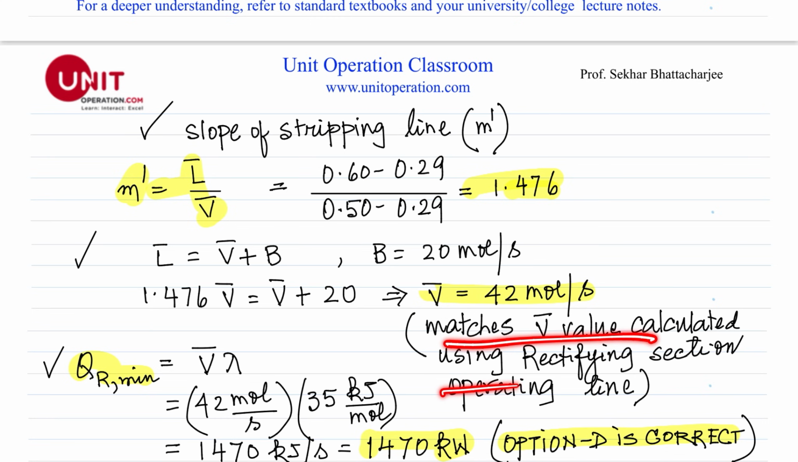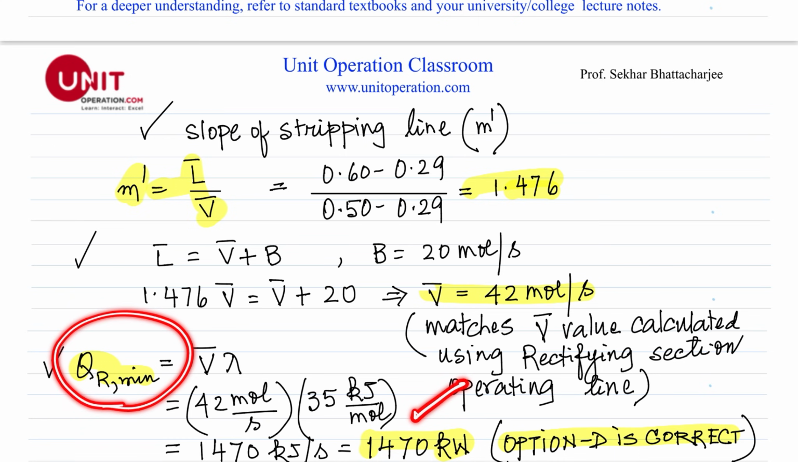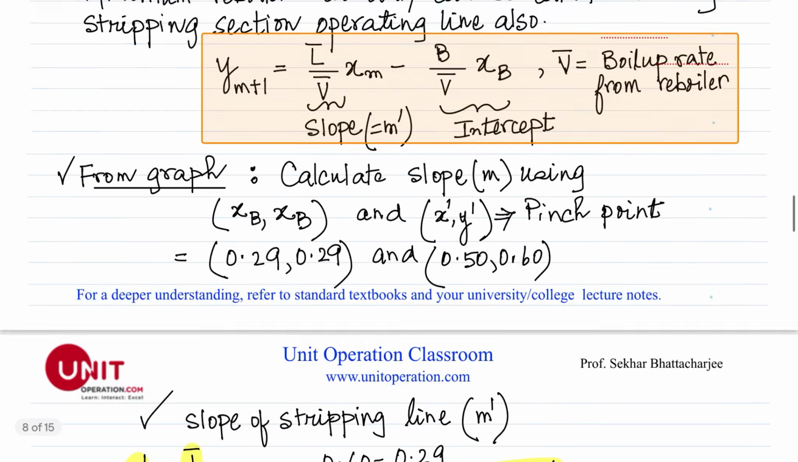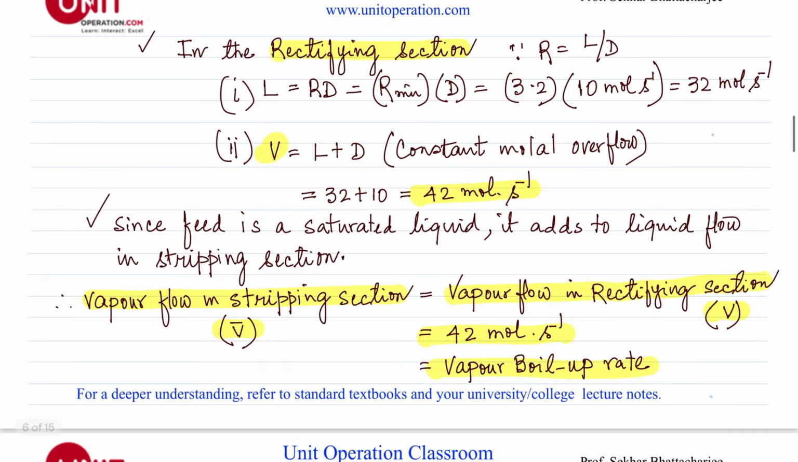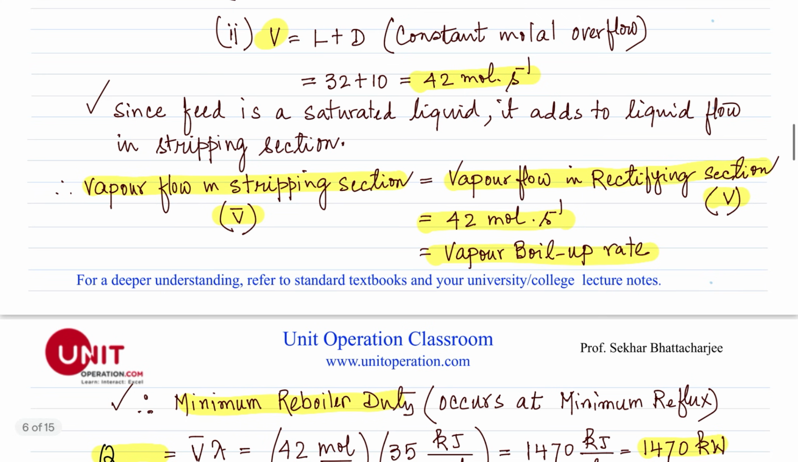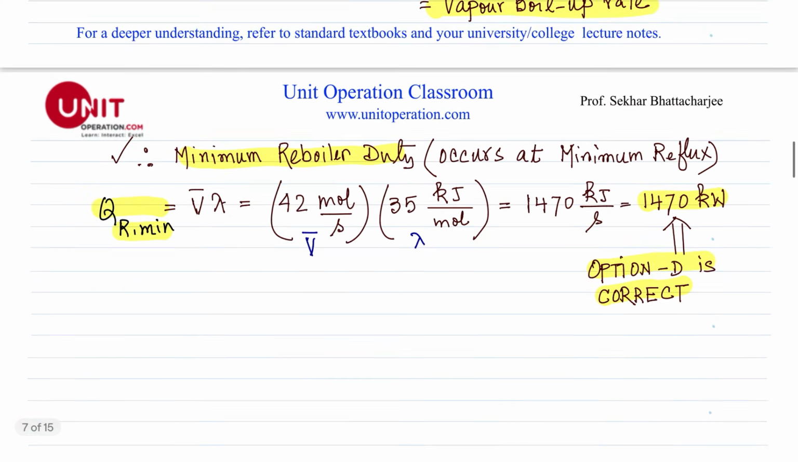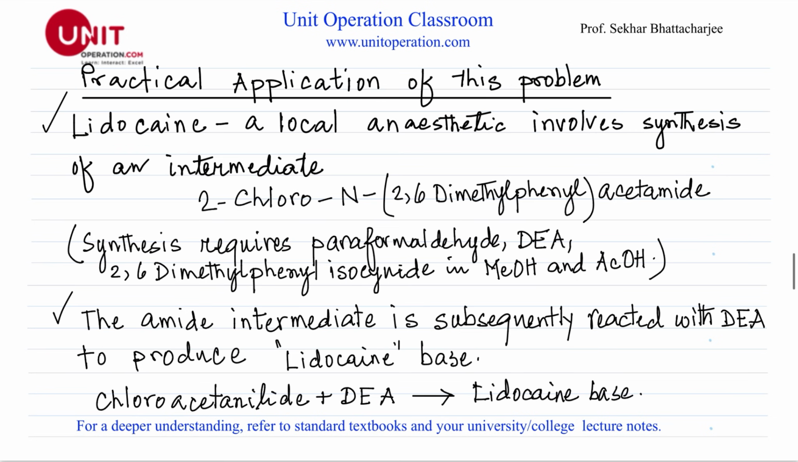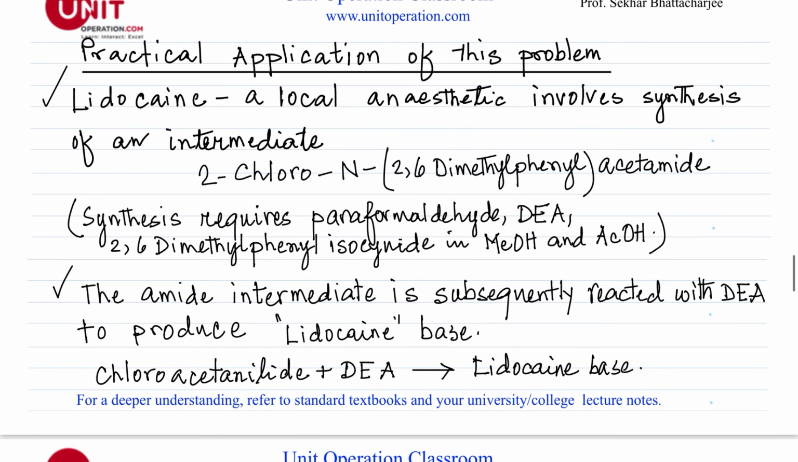This value is exactly the same as what we found from the rectifying section operating line. And of course, the value of QR minimum remains the same, V bar times lambda. This value is the same as what we obtained from the rectifying operating line solution here, which is 42 mole per second. All right. So these are very standard and simple features of the McCabe-Thiele diagram. Now let's see a practical application of this problem.